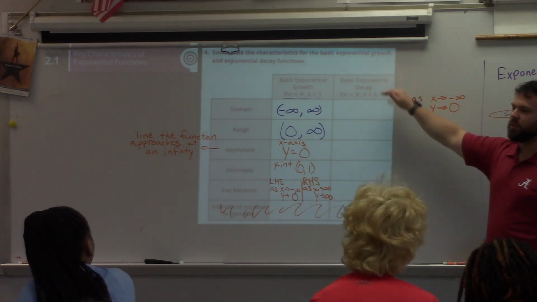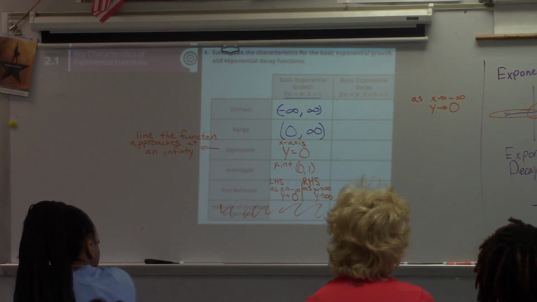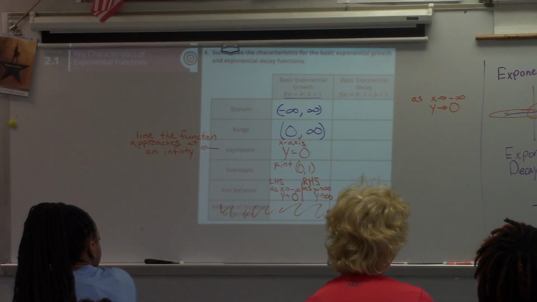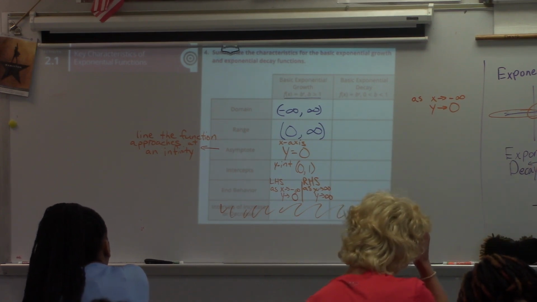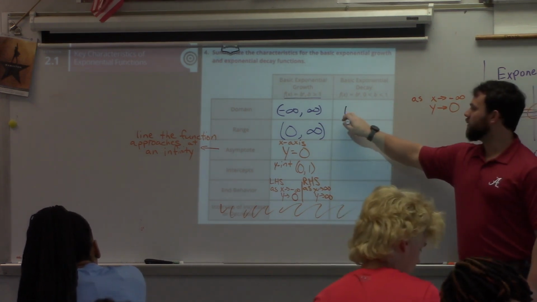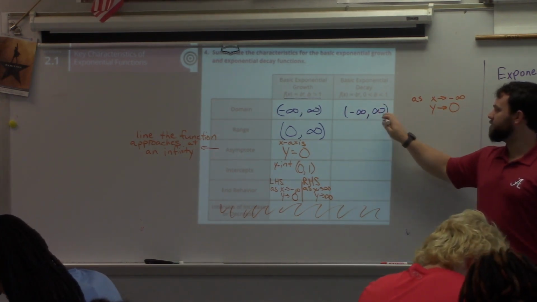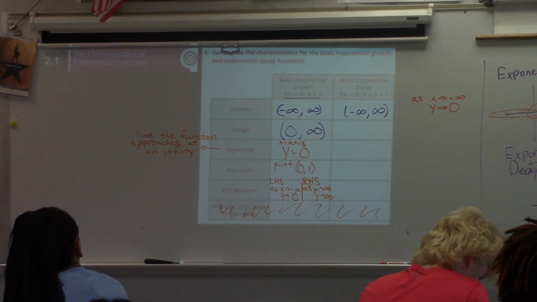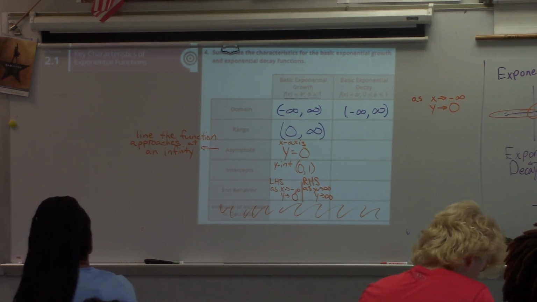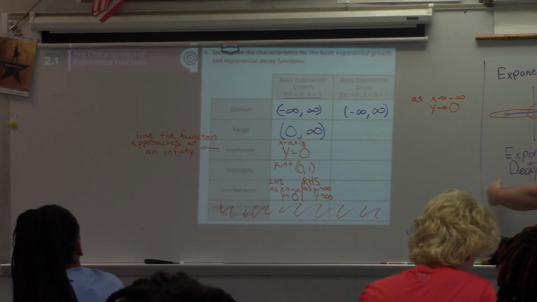Alright, basic exponential decay right here. Here's my decay. What's my domain for this? The lowest x value is negative infinity. It keeps going up, but it also keeps going to the left. So the lowest x, negative infinity. The highest x, positive infinity, because it's going to the right. So remember, domain only refers to x, so furthest left, furthest right.